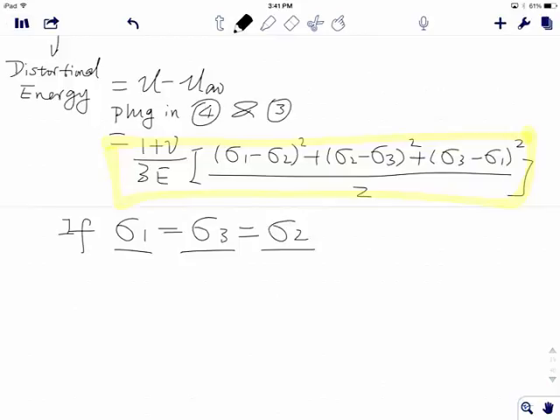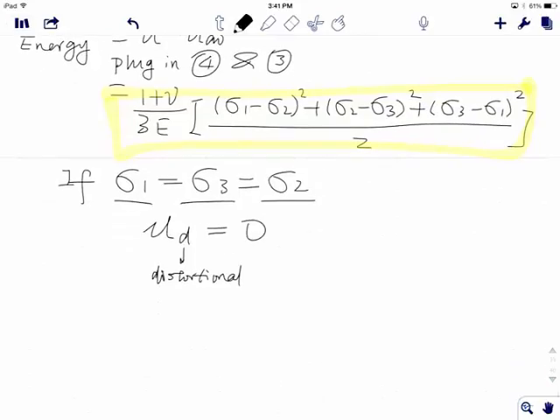All right. And then we have a UD here. This D stands for distortional. That's how we decided.